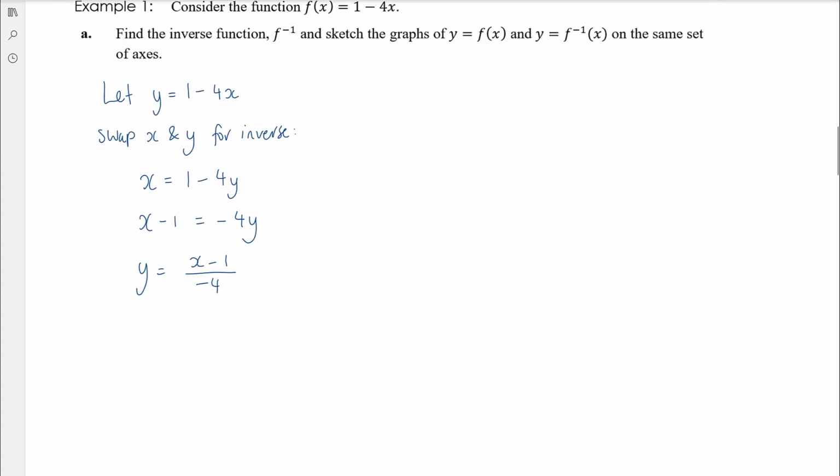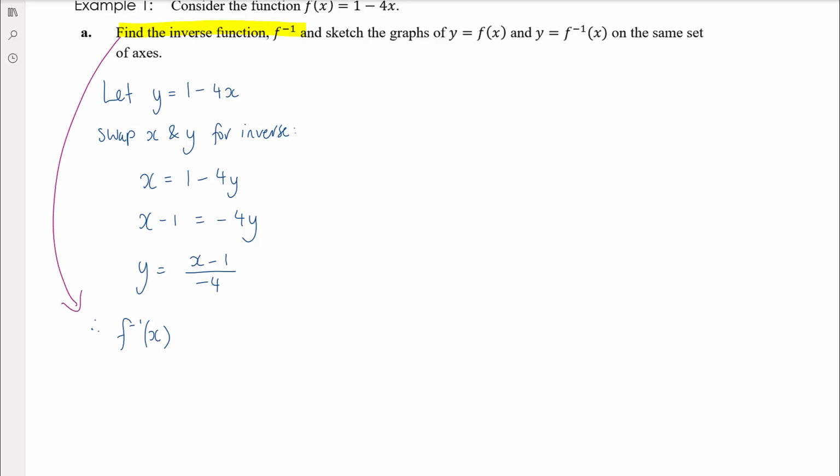Okay, so we then want to answer the question, which means that we state, to be clear, the question says find the inverse function f to the negative 1, and so your answer needs to say f to the negative 1 of x equals x minus 1 over negative 4. Now obviously that could also be written as 1 minus x over positive 4. So that would be perfectly fine as well.